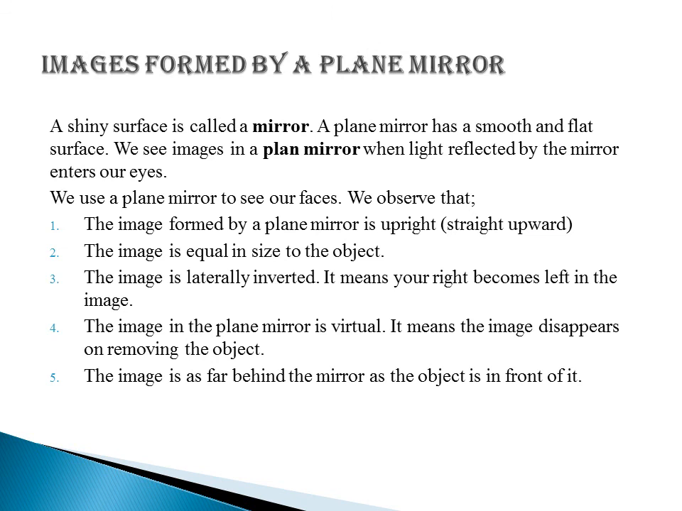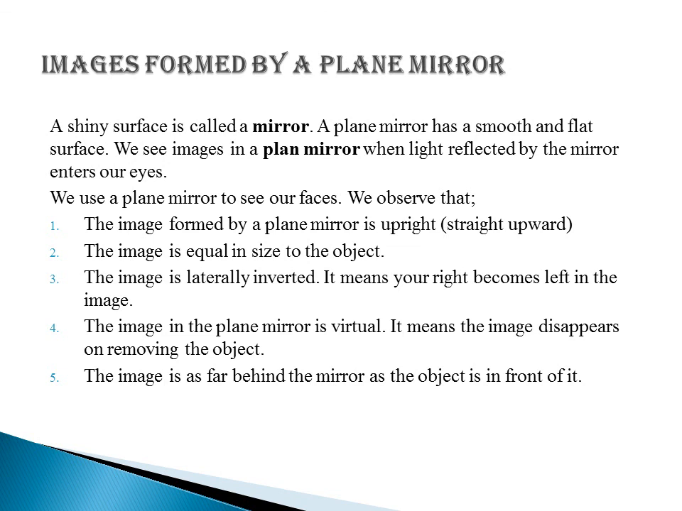Next topic is images formed by a plane mirror. This is our last topic. First of all, we will discuss the definition of mirror. What is mirror? A shiny surface is called a mirror. A plane mirror has a smooth and flat surface. We see images in a plane mirror when light reflected by the mirror enters our eyes.